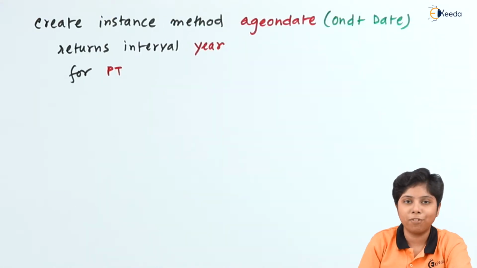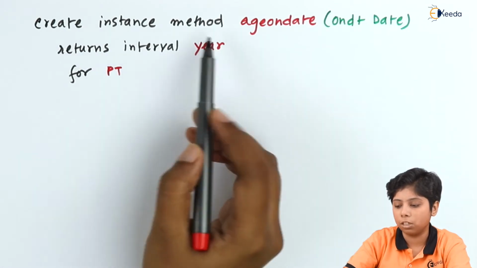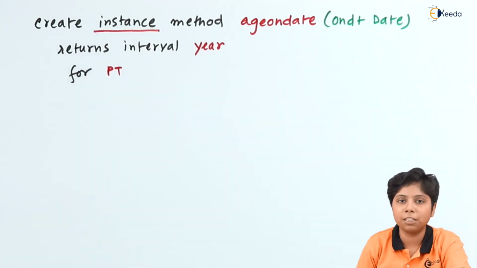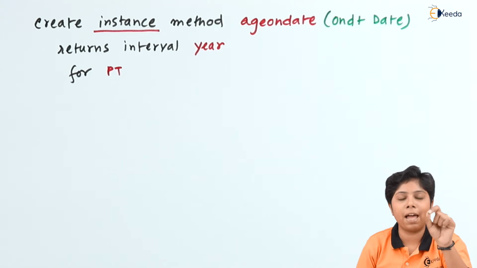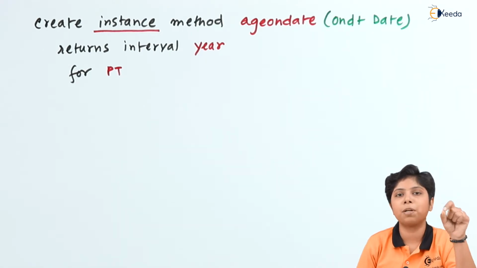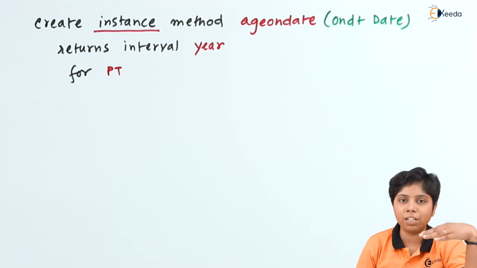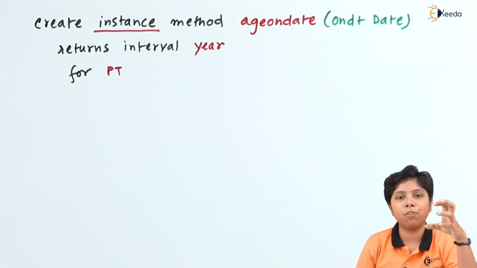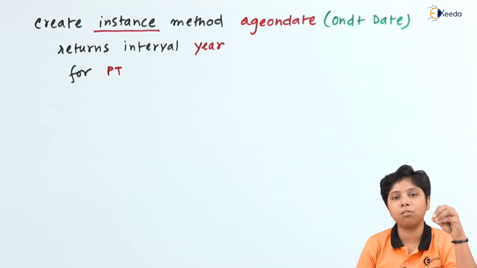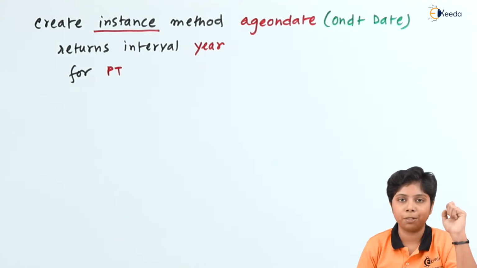Now let's look at the first part of the definition, which has create instance method. What do you mean by instance method? That is particularly available for the table which has been created with the person type, the structured type, for considering the table. So it is not available for every table. It will be created at that particular instant when the table is created of PT type.